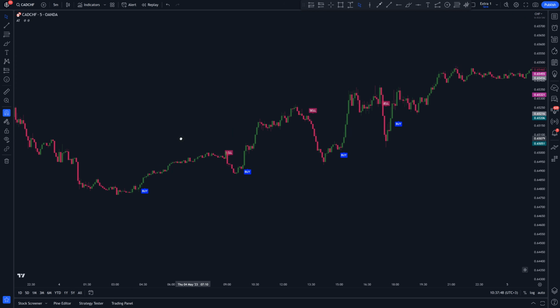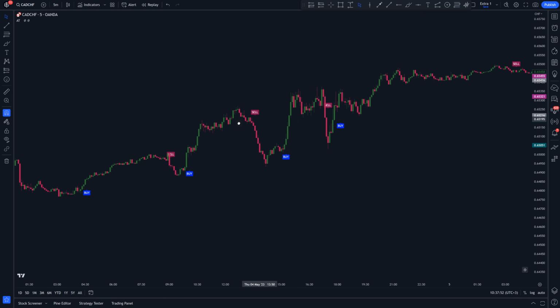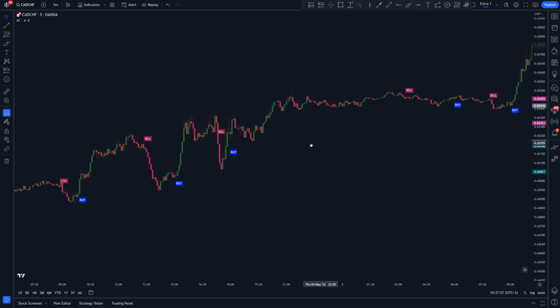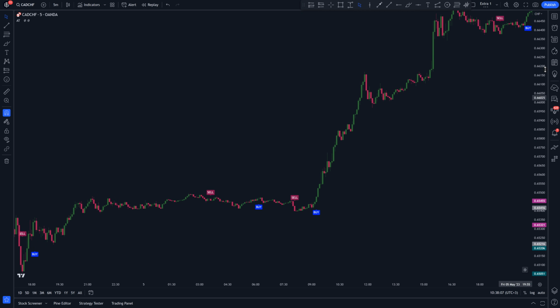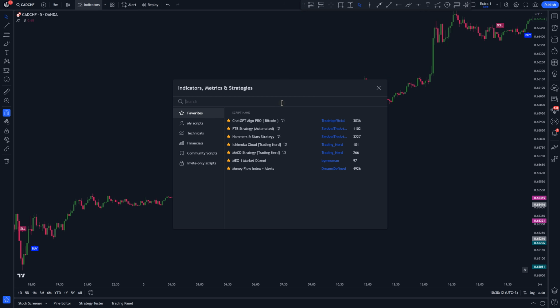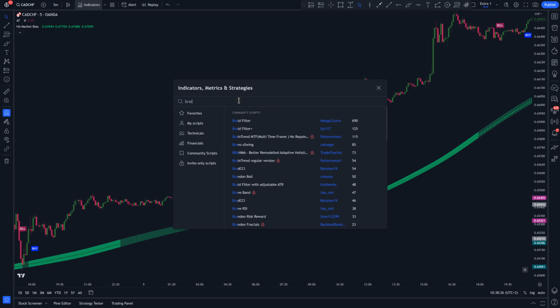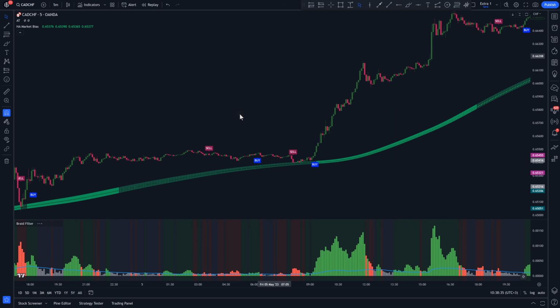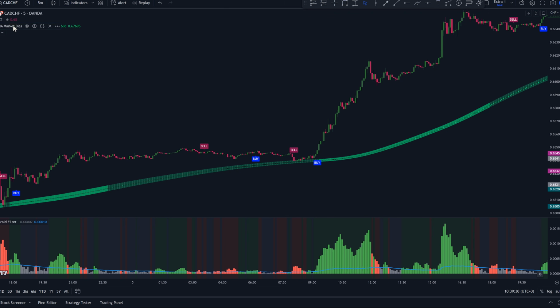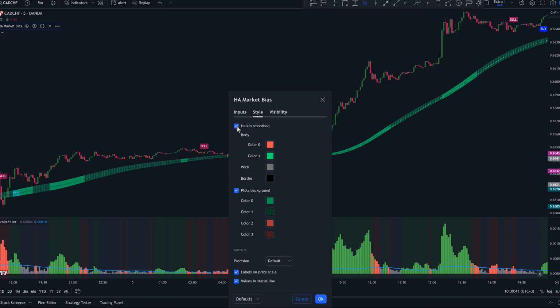Now, to filter out most of the bad signals produced by this indicator, we need to add a volume confirmation indicator as well as a trend confirmation indicator. On the indicator search tab, type in market bias, this one by Professor X. Next, type in braid filter, this one by this guy. Then let's access the settings of each of these 2 indicators and modify them to suit our strategy.